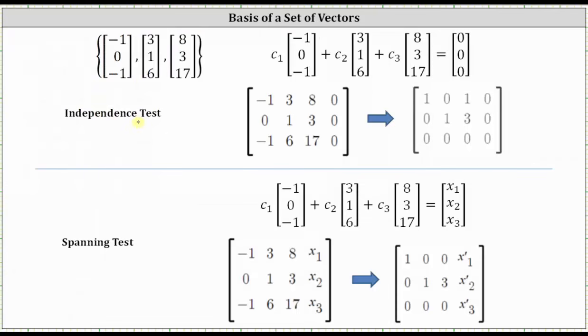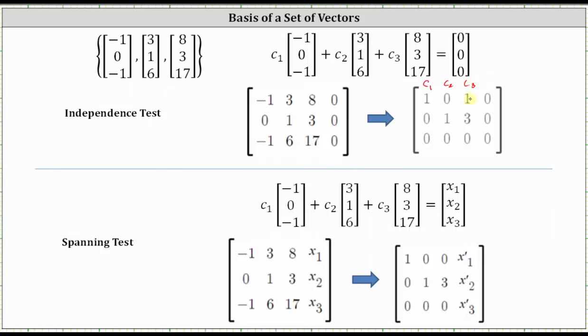So we form the linear combination of the three given vectors and set it equal to the zero vector, which I've done here in the upper right-hand corner. From here we can write the augmented matrix, where the first row is -1, 3, 8, 0, the second row is 0, 1, 3, 0, and the third row is -1, 6, 17, 0. For the next step, we write the augmented matrix in reduced row echelon form, which I've done here on the right. And let's go ahead and label the columns C sub 1 through C sub 3.